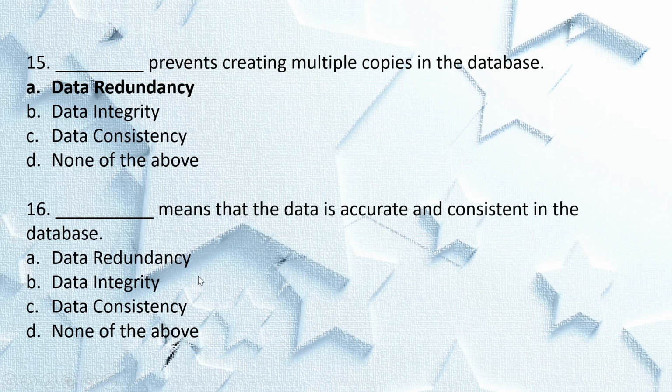Number 16, dash means that the data is accurate and consistent in the database. The options are data redundancy, data integrity, data consistency, none of the above. The answer is data integrity. It means data is accurate and consistent. That is called data integrity.